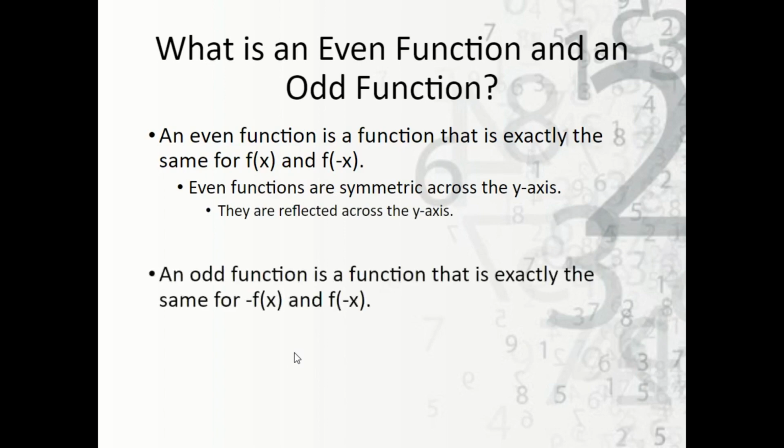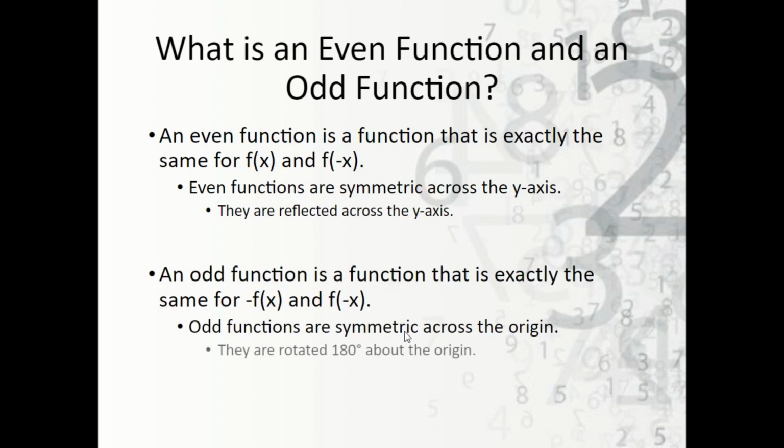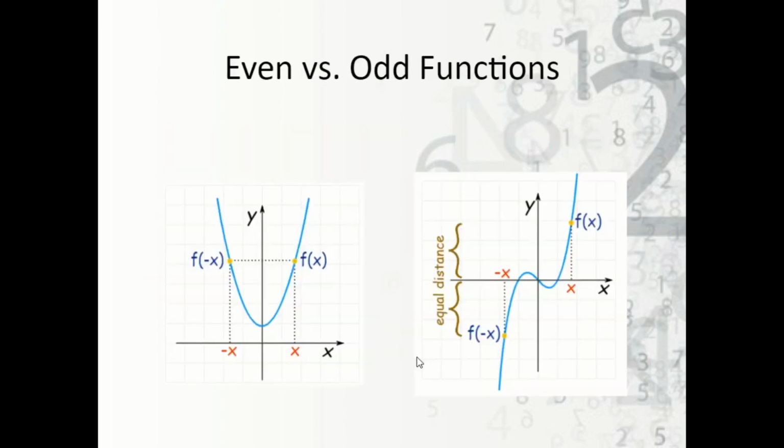Now an odd function is exactly the same for negative f of x and f of negative x. And what this means is they are symmetric across the origin, meaning that they are rotated 180 degrees about the origin. So what does this really look like?